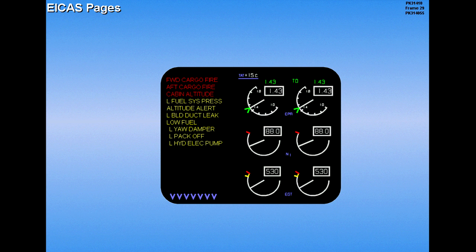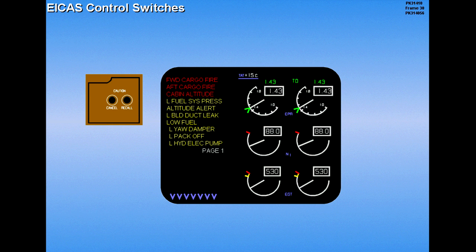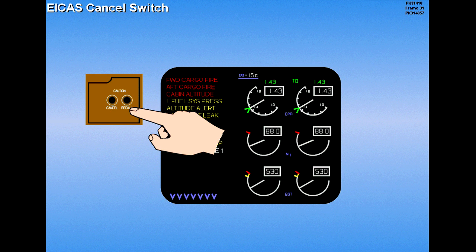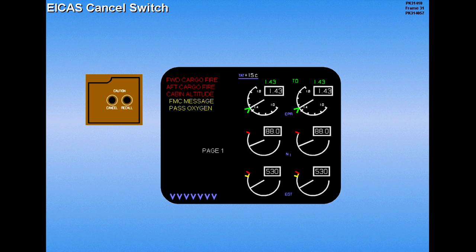Should the number of messages exceed the display limit, a white page number will appear on the bottom line of the message list. Two control switches for the alert message list are located to the left of the upper EICAS display. Pressing the Cancel switch removes the existing caution and advisory messages and displays the next page if available. The warning messages cannot be canceled, however, and are carried over from the previous page.